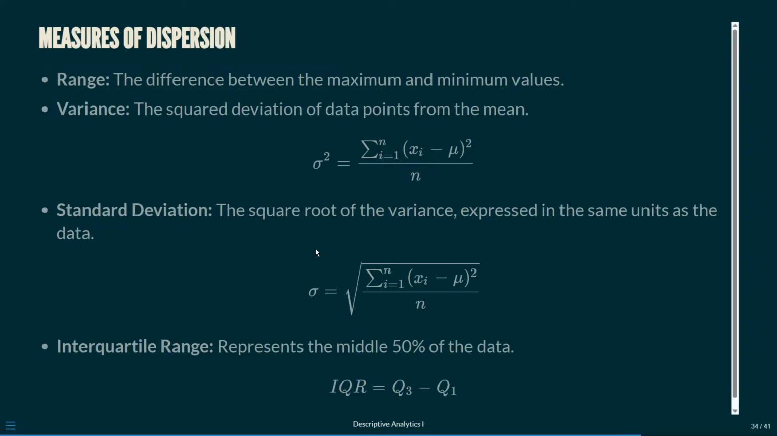Now we have measures of dispersion or variance. We have the range, which is the difference between the maximum and minimum values. We have the variance, which is the squared deviation of data points from the mean. We also have the standard deviation, which is the square root of the variance expressed in the same units as the data. And the interquartile range represents the middle 50% of the data, where we subtract Q3 minus Q1. So this is the third quartile minus the first quartile.